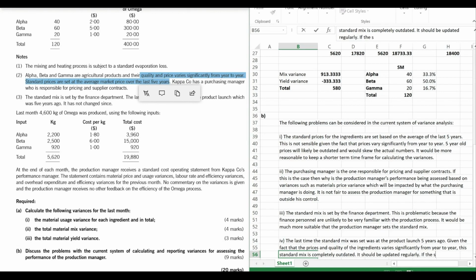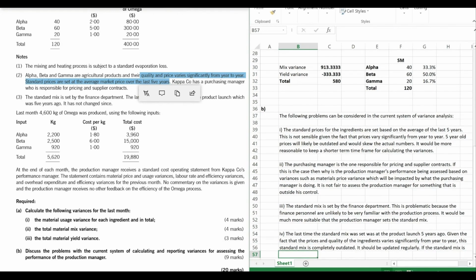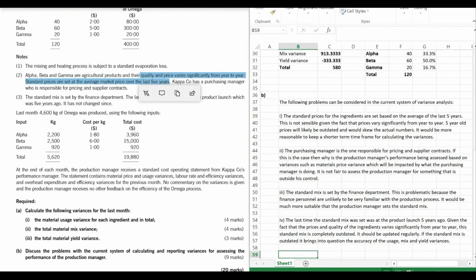If the standard mix is outdated, it brings into question the accuracy of the usage, mix, and yield variances. So that's the 4th point.